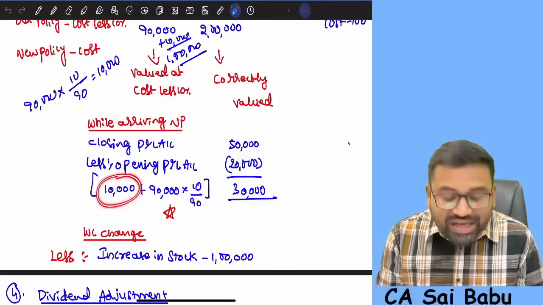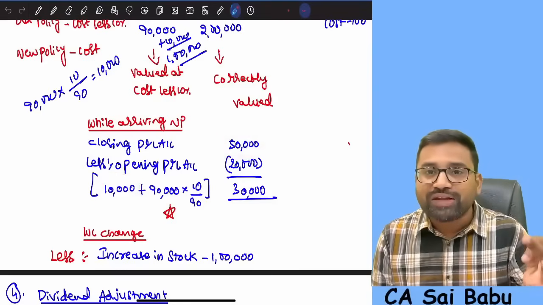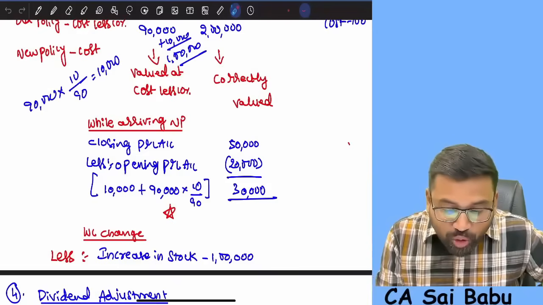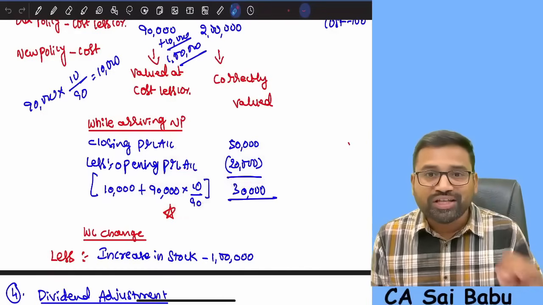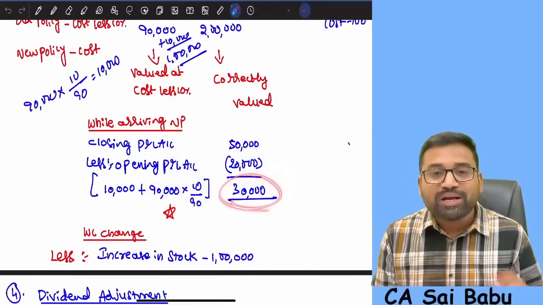Opening P&L balance originally given 10,000. But stock was wrongly valued. If I make a correct valuation, my opening P&L would be 20,000. So that is what I need to do. So important adjustment. So then the difference will become 30,000.